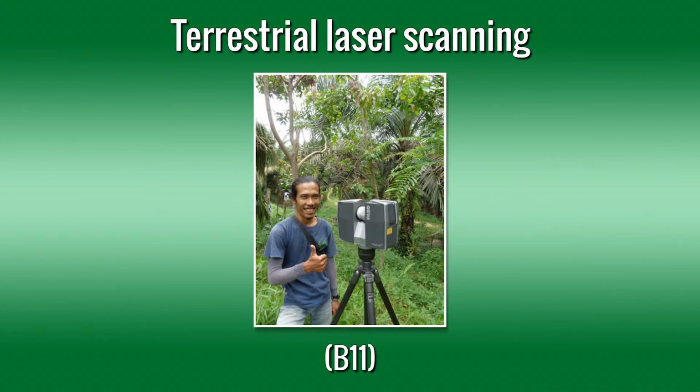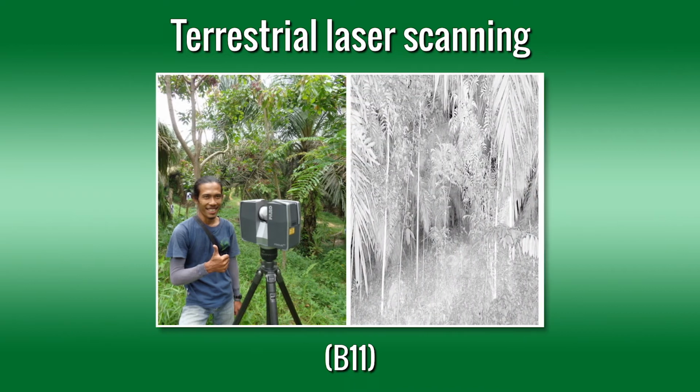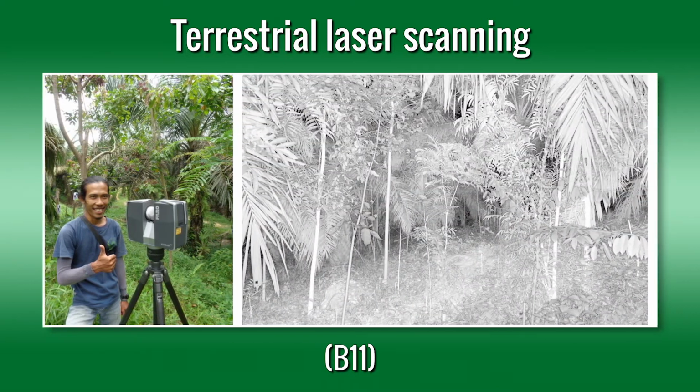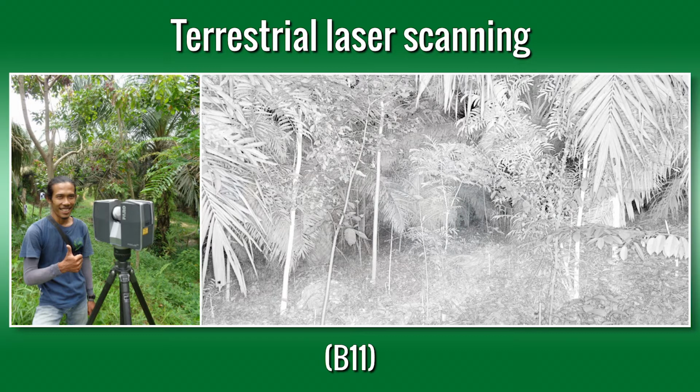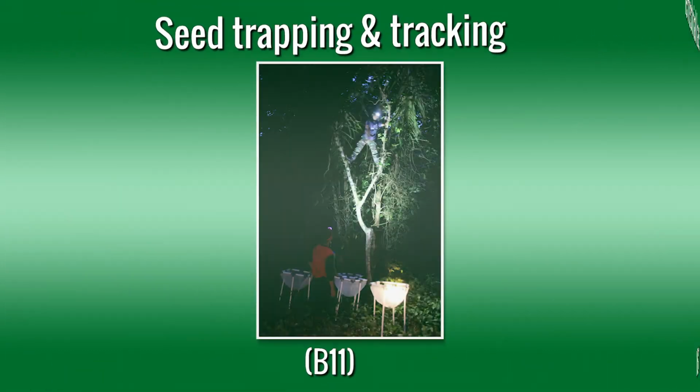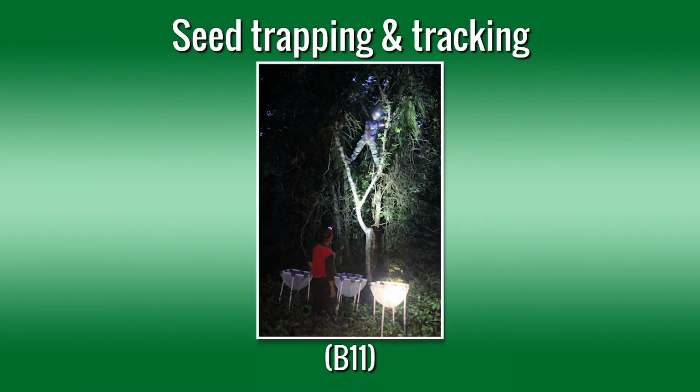We used a terrestrial laser scan to create a 3D high-resolution model of the vegetation, which is used to quantify different aspects of the vegetation structure. Using over 200 seed traps, we evaluate which plant species arrive spontaneously and contribute to natural regeneration.